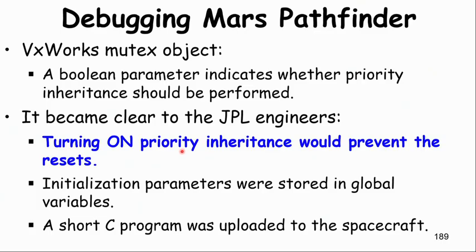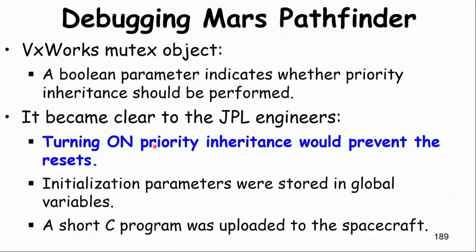and they could, on their replica of the Mars Pathfinder, find that the problem can be solved if the priority inheritance could be turned on. And then they uploaded a short C program onto the Mars Pathfinder, and then the unbounded priority inversion that was occurring could be tackled.